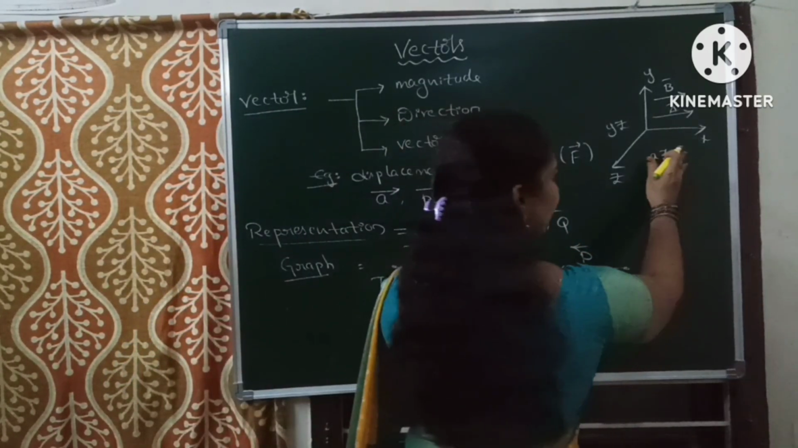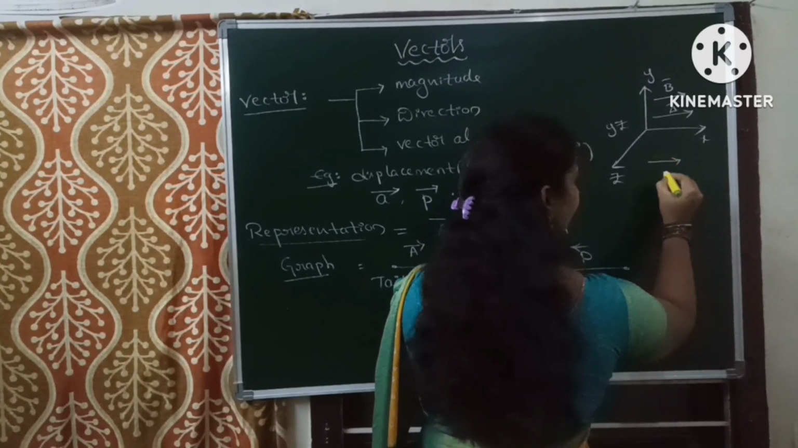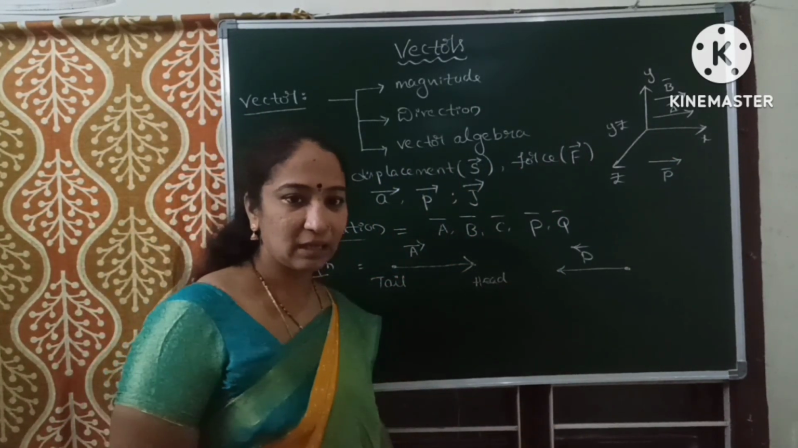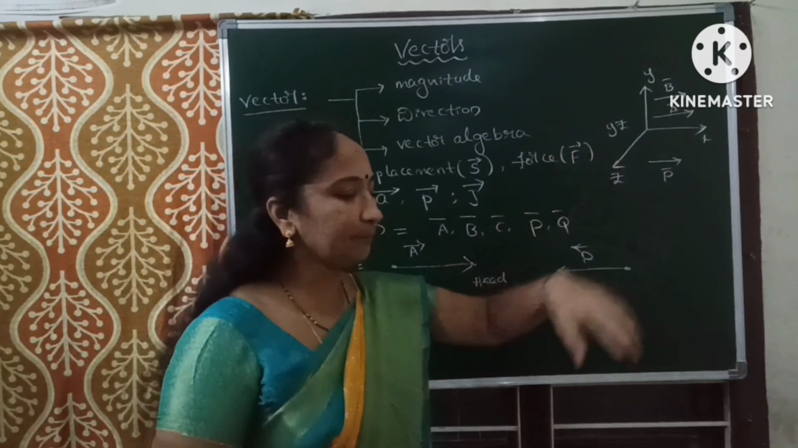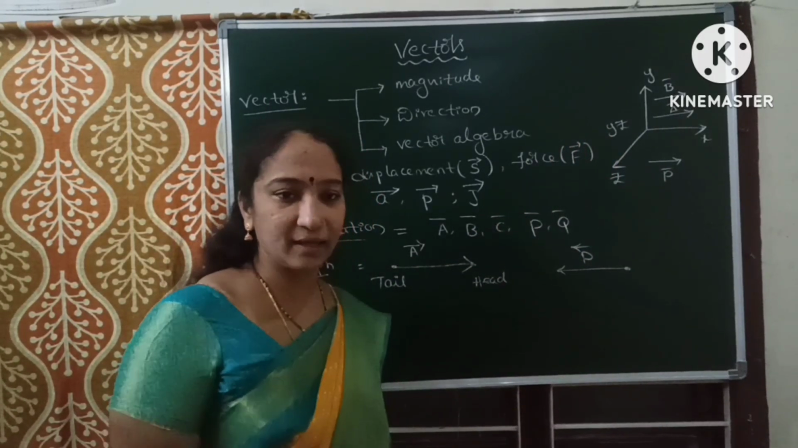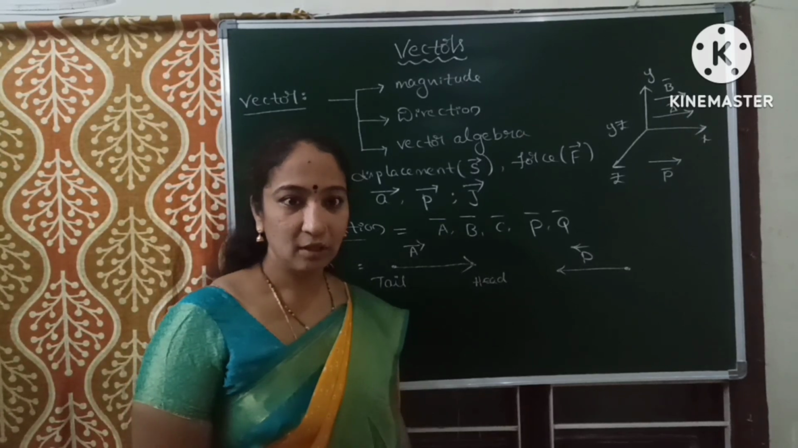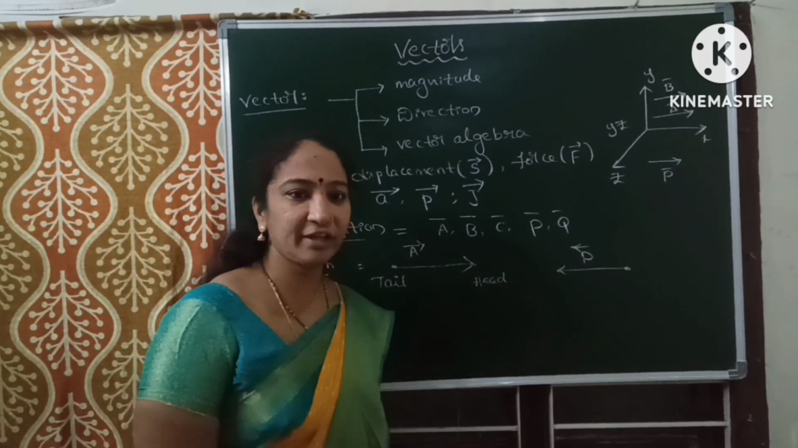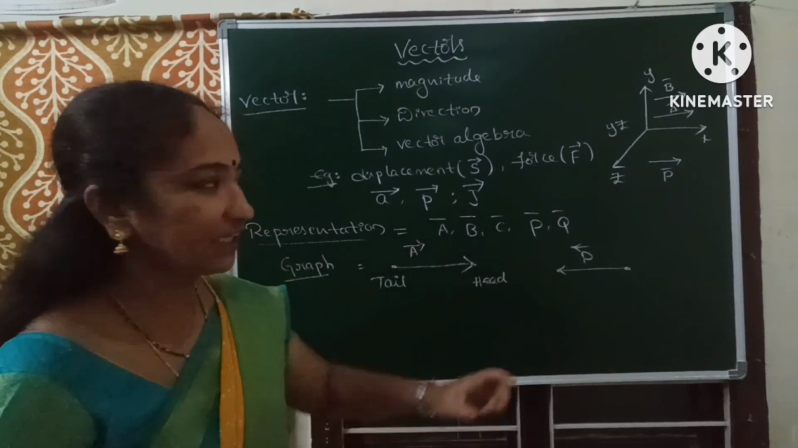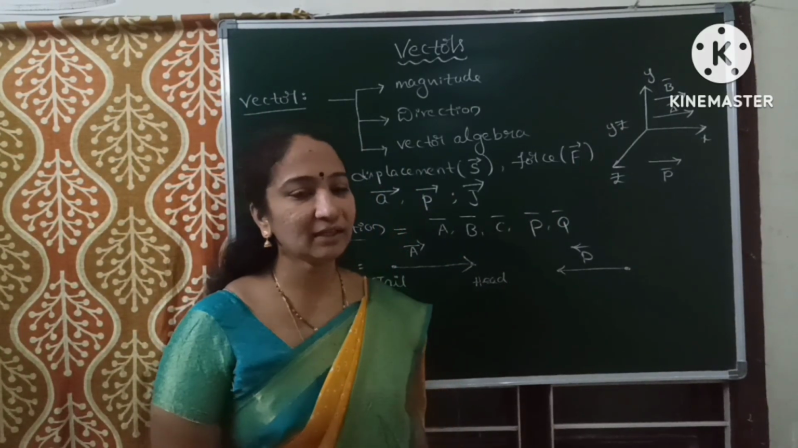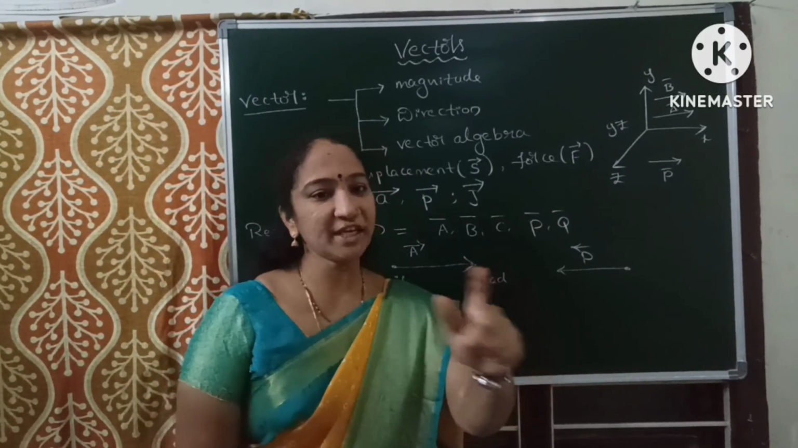But here I consider one more vector, that is p bar. P bar is in the xz plane. I can't say a, b and p are in the same plane because p is in another plane. Vere plane lo vachesindi. One more point only here, very very important. You can change the position of the given vector in the given plane without changing its direction.